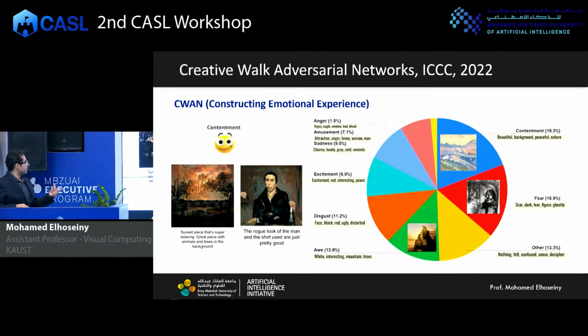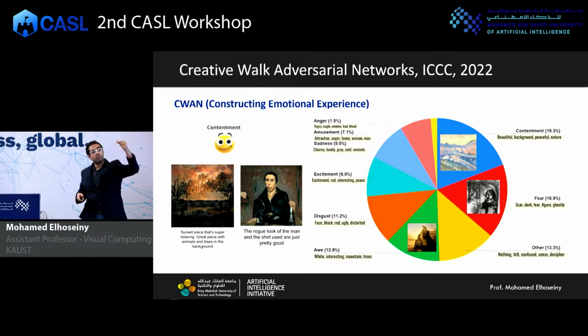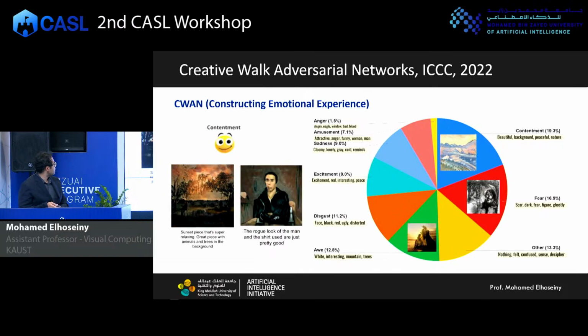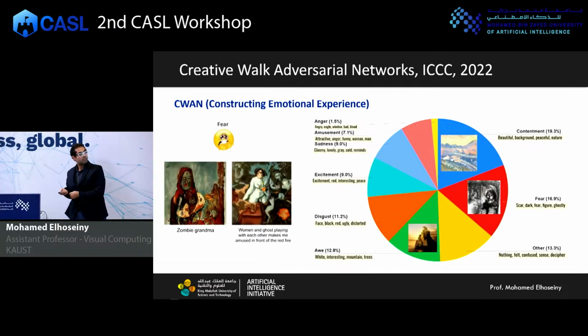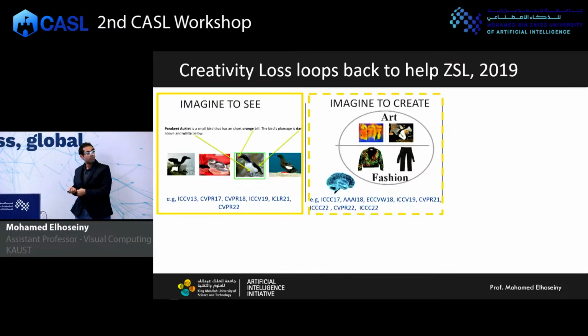And what we observed is that these generations managed to create diverse emotional experiences. And you can see under each emotion, the most frequent words used to describe the constructed emotional experience. So it seems that this AI model was capable of also constructing emotional experiences that we can communicate about in meaningful language. All right, so you can see that this is an example of contentment, fear, amusement. This is about ancient Egypt, and so on.